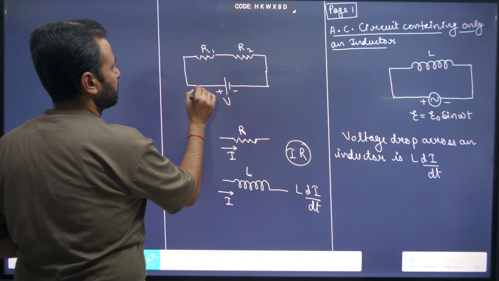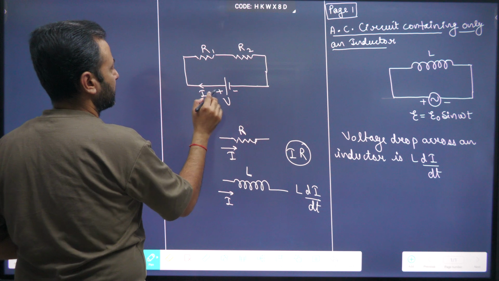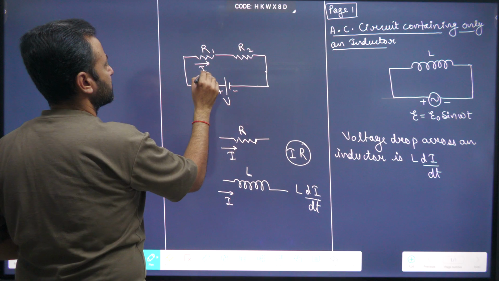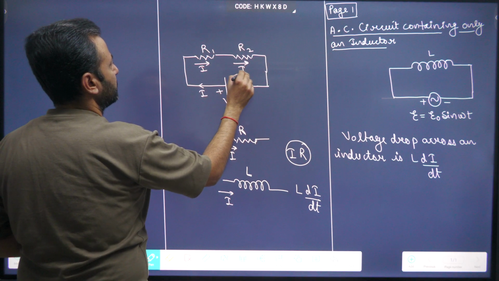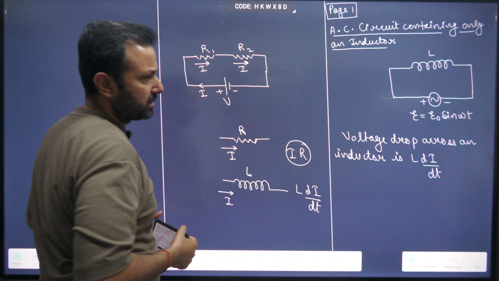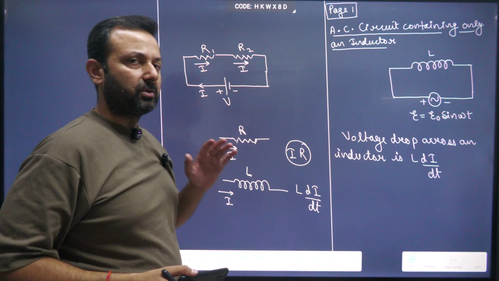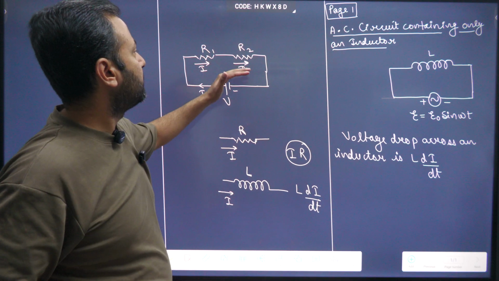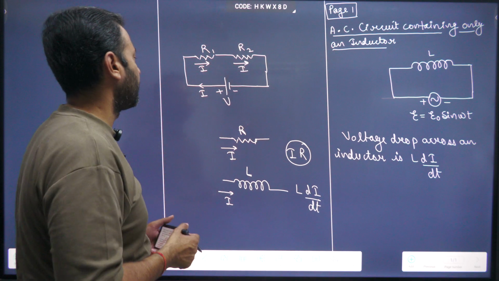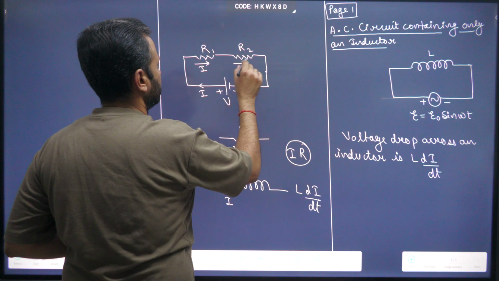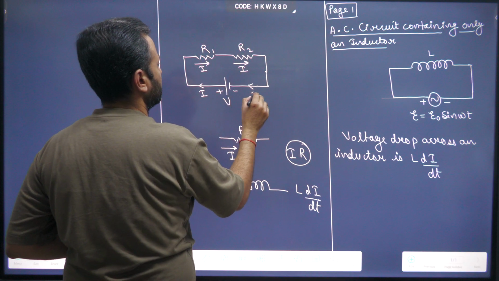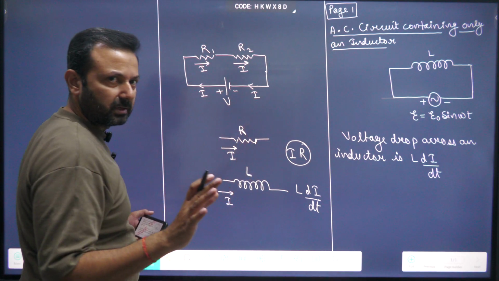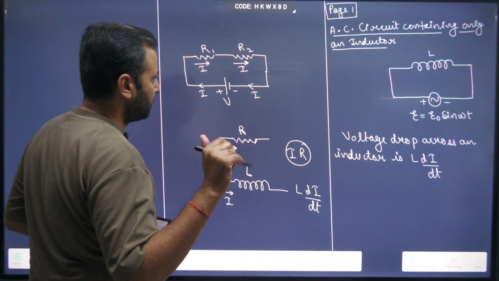So if this voltage source is delivering current I, then current I is coming from this positive terminal, it is going in this resistance R1, then current I will go in this resistance R2, because in series current always remains the same. After going in these two resistances, current will return to the negative terminal. So this is a normal circuit where we have only two resistances.